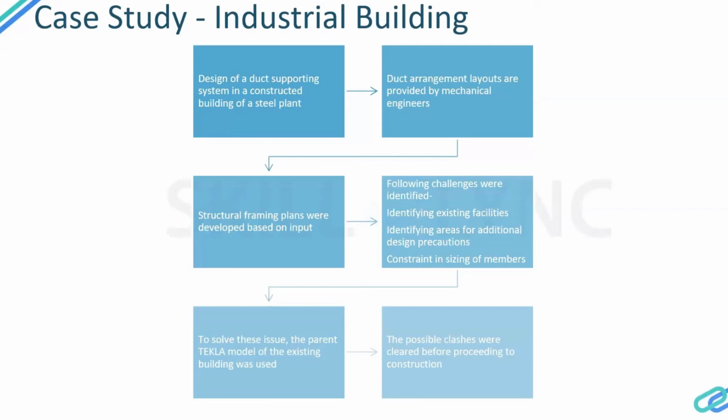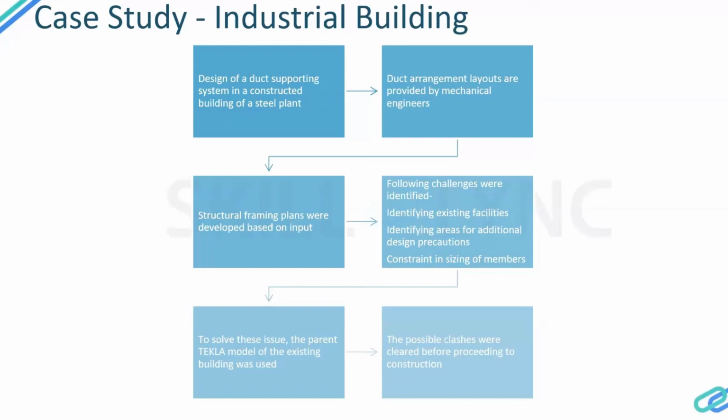Okay, after identifying all these issues, we were supposed to develop structural framings based on the mechanical inputs. While doing this, we realized that it was not very easy to work on a 2D structure, because we cannot really visualize what's going on in the building. But for us, there was a good thing about this, because the parent model, the main industrial plant that we were working on, was actually developed in Tekla Structures. So we already had that model.